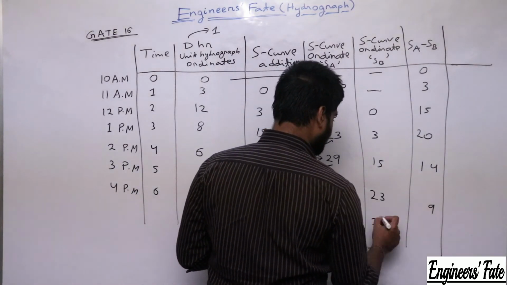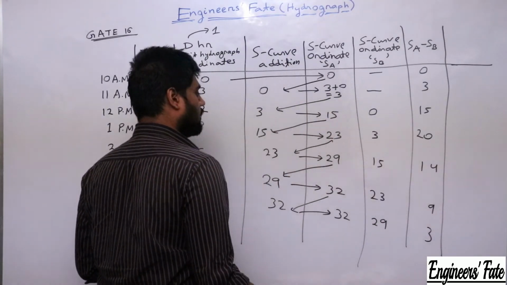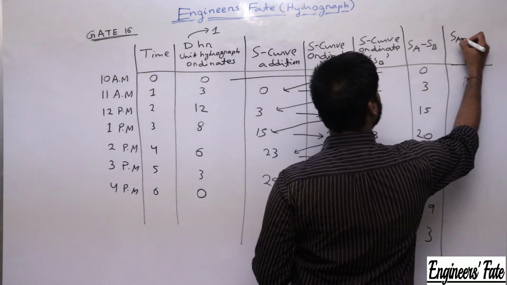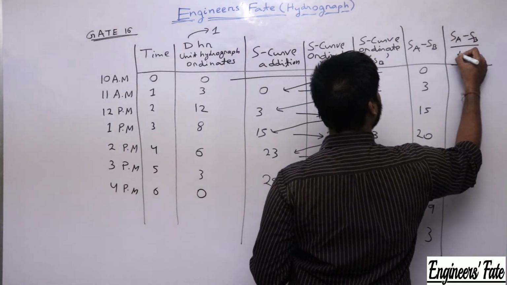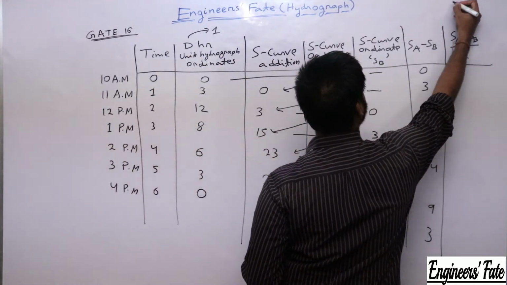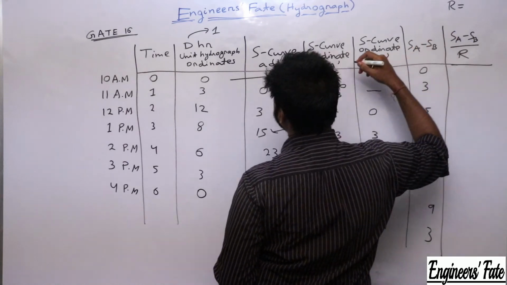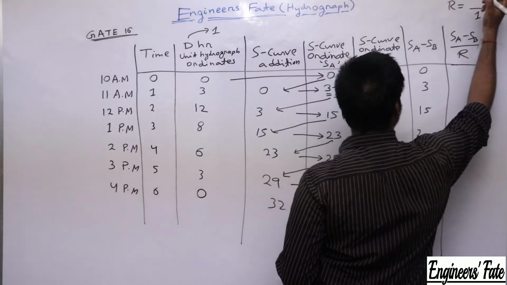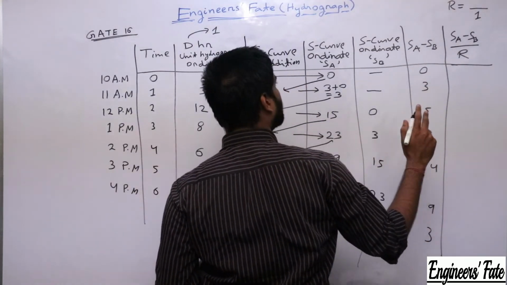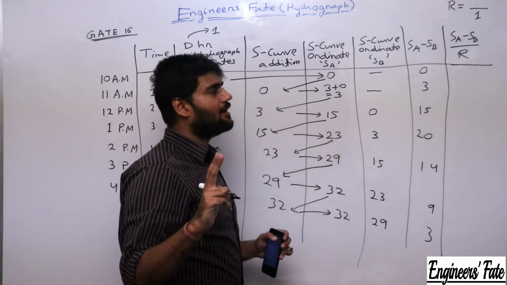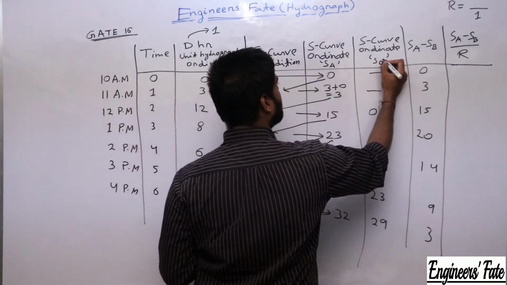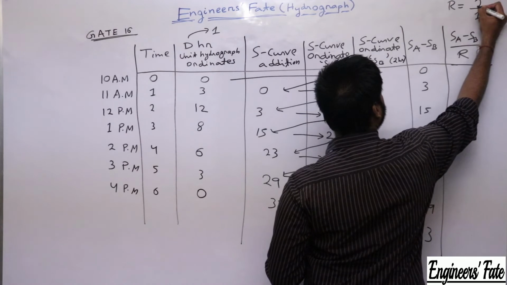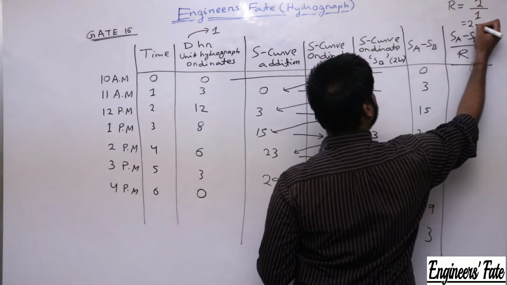Okay, and 32 minus 29, that will be 3. Okay, now the last part, that will be SA minus SB by R. So what is R? R equal to, so this one will be in the denominator, and in the numerator I have to find the 2-hour direct runoff hydrograph ordinate. This ordinate is for 2 hour, so I can write it as 2. So R will be 2.